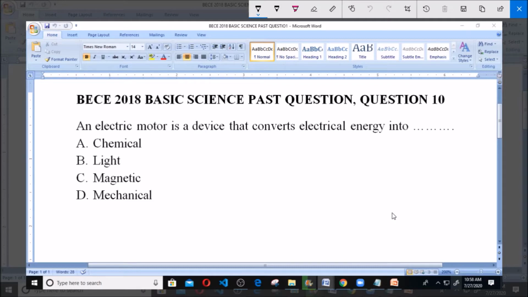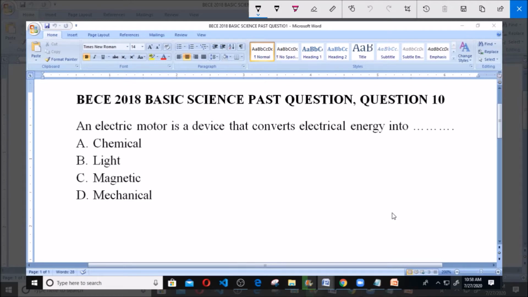An electric motor is a device that converts electrical energy into dash. A. Chemical energy, B. Light energy, C. Magnetic, and D. Mechanical energy.